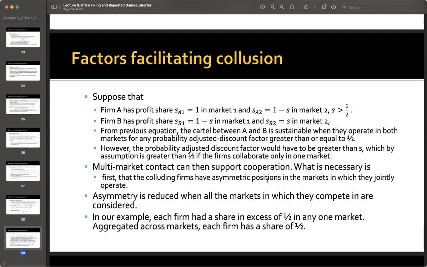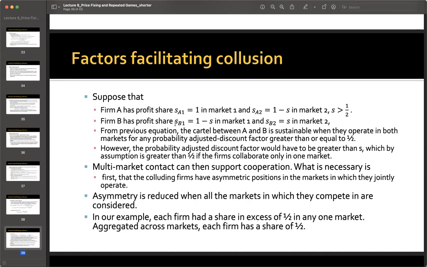So suppose that firm A has profit share SA1 equal to 1 in market 1, and SA2 equals 1 minus S in market 2, where S is greater than 1/2. So firm A is strong, okay? Because firm A has a profit share of 1 in market 1, okay? And 1 minus S, well, its share is basically small in market 2. It's less than 1, because S is greater than 1/2, so the share it receives in market 2 is less than 1.